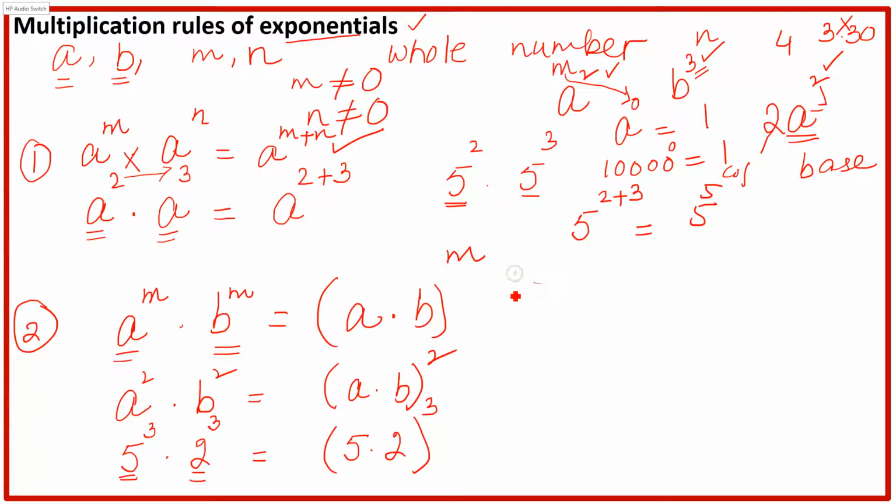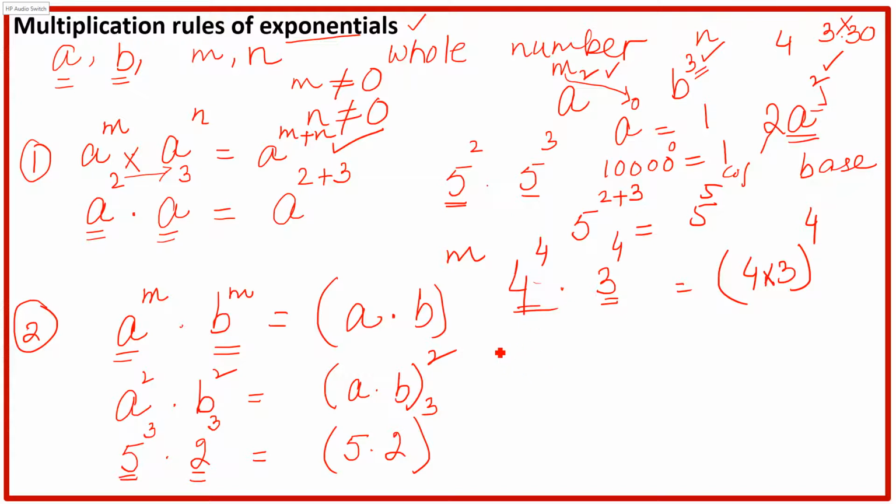One more example, suppose I have 4 exponent 4 and 3 exponent 4. Here the bases are not the same, but the exponents are the same. We cannot add the exponents. Keep in mind, if the bases are not the same, we will not add the exponents. It will be 4 multiplied by 3, power 4. It means this thing, 4 multiplied by 3, we have 4 times. In the next lesson we will solve questions, so it will be more clear.